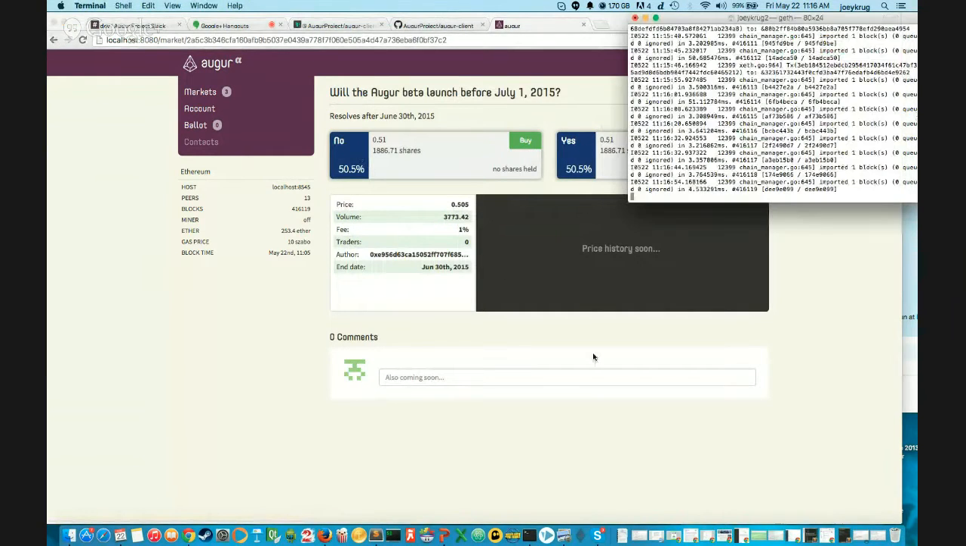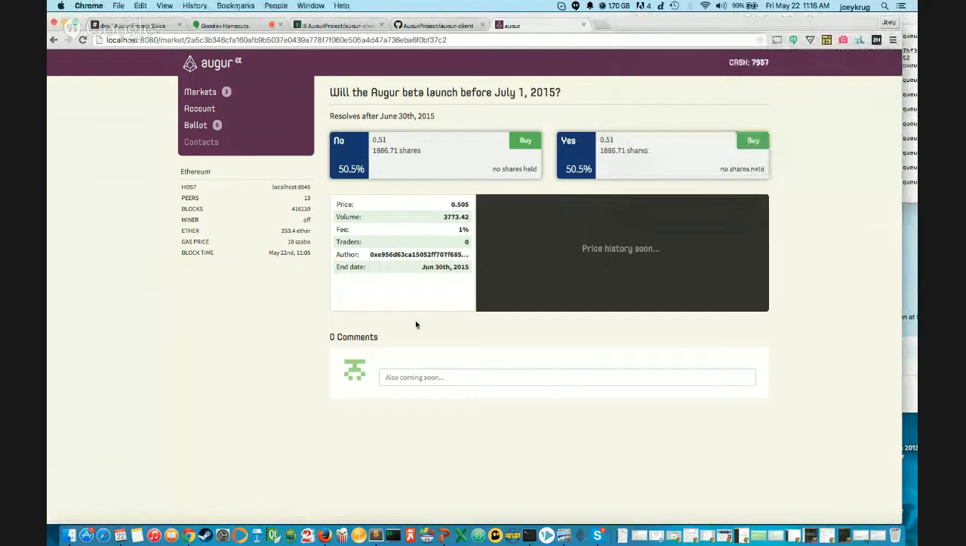So then we can buy and sell shares in this market like any other market. You can see the price here, how much volume, how many shares have been traded. The fee, there's no traders right now. This is my address because I'm the author.